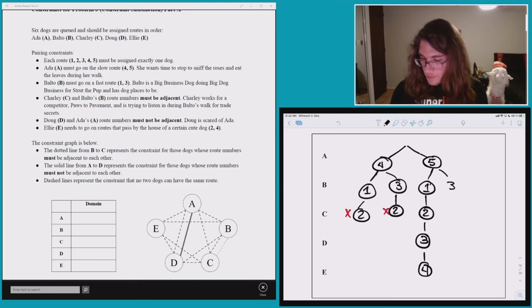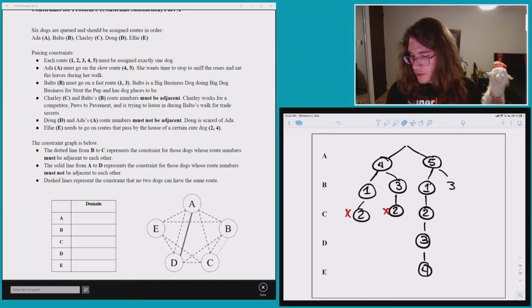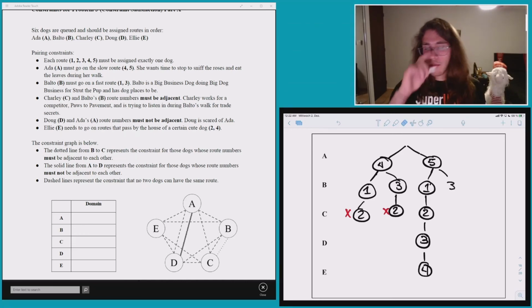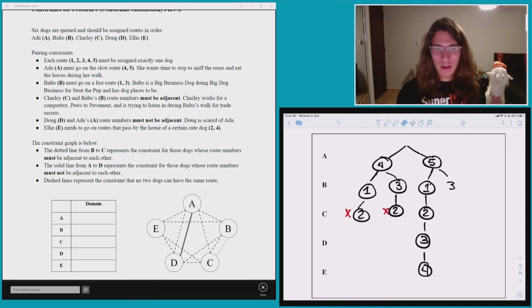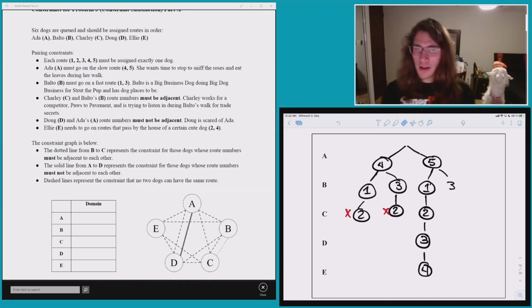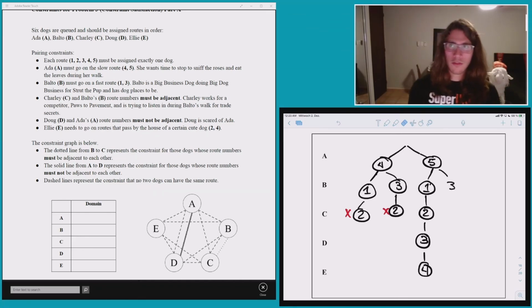So I remember I left a 3 here in the case of Charlie. That was a slight oversight. It should have been eliminated by forward checking. Because when I assigned 1 to Balto, 3 is not adjacent to 1, so that 3 should have been eliminated as well, and this 3 in the domain of Balto should be the only 3 that was basically left unassigned, or that was the extra value in the domain.